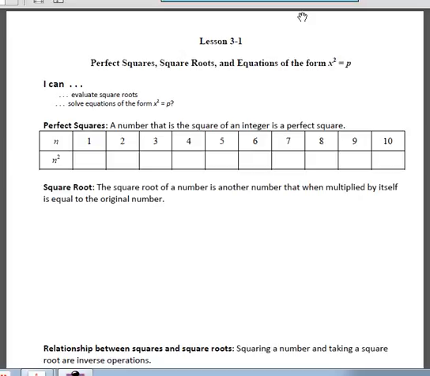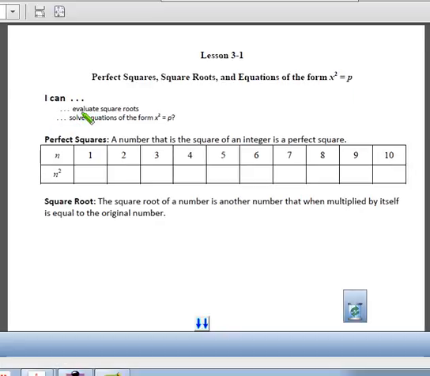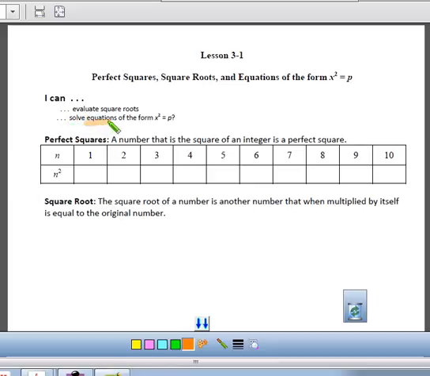Alright, let's take a look at this lesson. The title: Perfect Squares, Square Roots, and Equations of the Form x squared equals p. Some of those terms should be very familiar to you, perfect squares and square roots. Let's take a look at the learning targets. The first one, I can evaluate square roots. And the second one is, I can solve equations of the form x squared equals p.